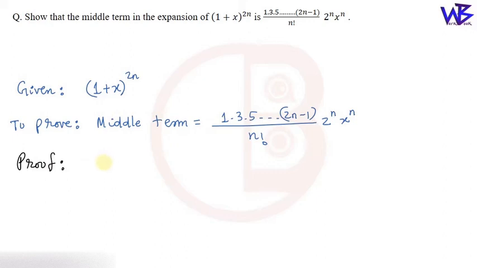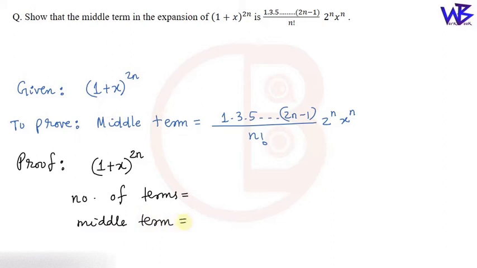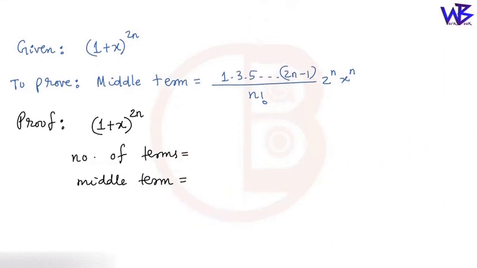First of all, we have to find how many terms this expansion (1 + x)^(2n) has and which one is the middle term. So for finding out these two, let me give a simpler example to you.